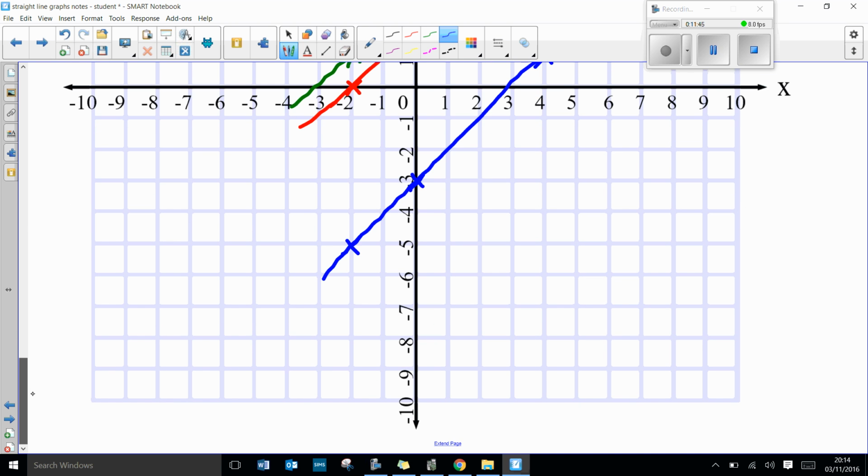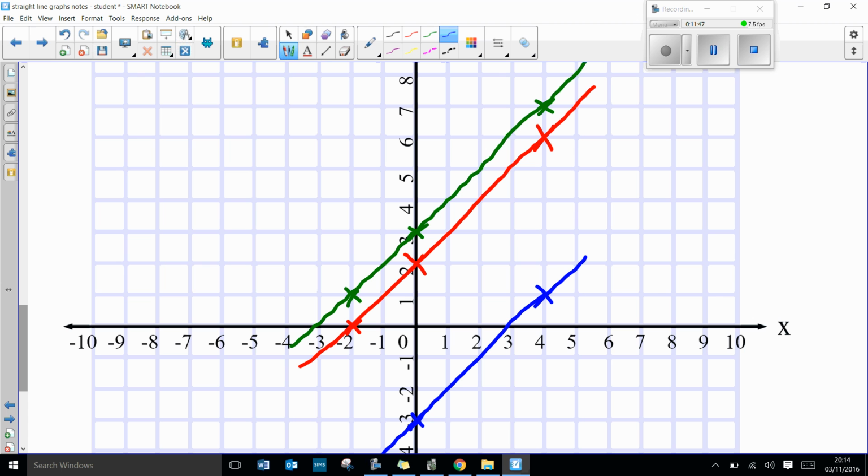Now, just looking at these lines, I wonder if you notice anything about them. Can we see that they all slope in the same direction? These lines are known as parallel lines. Let's move on to the next set of examples.